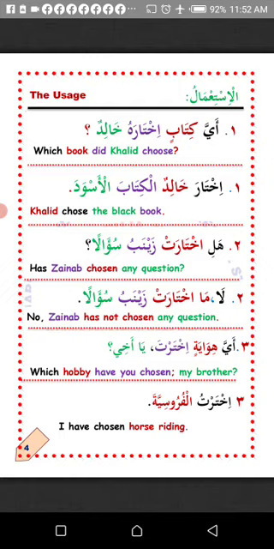اختار خالد الكتاب الأسود. Khalid has chosen the black book. There are two ways of saying this also. Number 1, اختار خالد الكتاب الأسود. Number 2, اختار خالد الكتاب الأسود. I repeat: اختار خالد الكتاب الأسود. Khalid has chosen the black book.